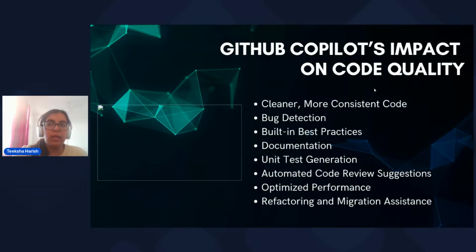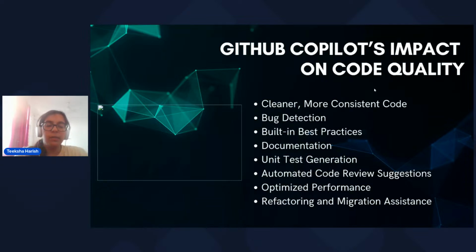And also, if I am making my project open source, it can help other people to understand my code much better and in a much easier way, and thus improving my code quality as well as collaboration. Also, it helps us in writing unit tests, as it does unit test generation, and it provides us automated code review suggestions. That is, for example, I'm writing code and I'm not exactly sure how I should go about it.